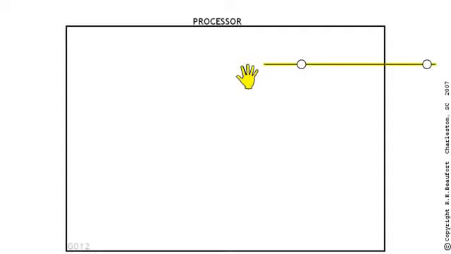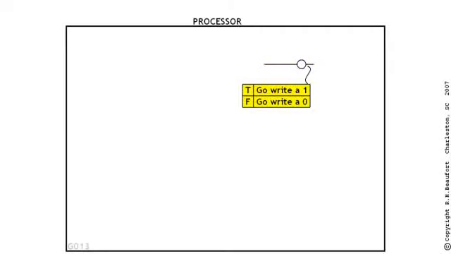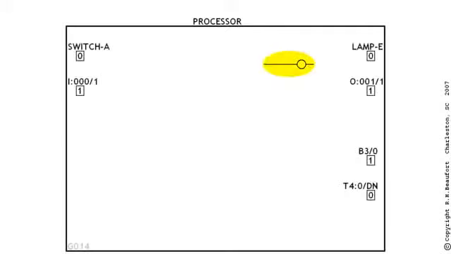Forget about energizing outputs and about the relay coil idea. Instead, concentrate on the fact that the OTE just tells the processor to either go write a 1 or go write a 0 into a bit box. Now let's work an example.